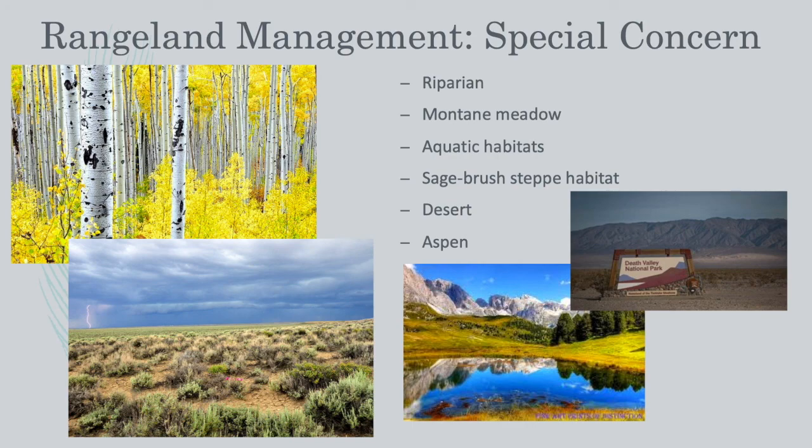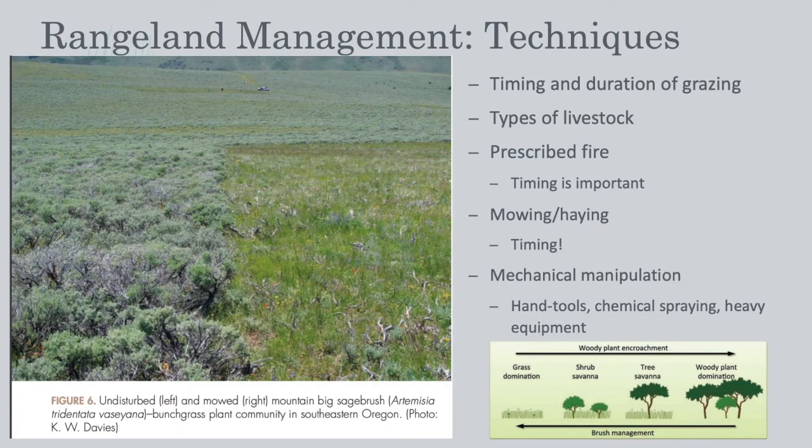So let's look at some of the techniques that we can employ. And like I said, remember, all we're trying to do is manipulate succession. So we're going to control disturbance as much as possible and do disturbance in the direction that we want. This can include manipulating the timing and duration of grazing. It can be manipulating the types of livestock.